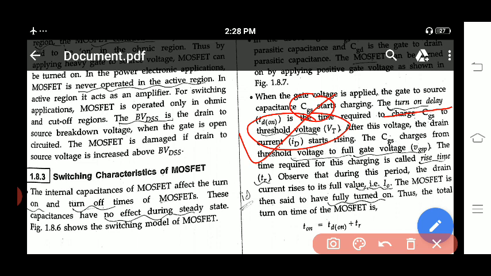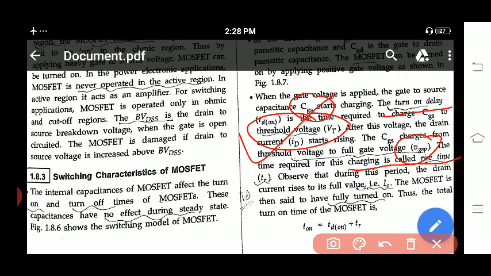Next, rise time is the time required to increase your drain current from the threshold voltage up to some peak voltage. What is the time required? You can call this the rise time. The time required for this charging, from threshold voltage up to peak voltage, is called the rise time, TR.